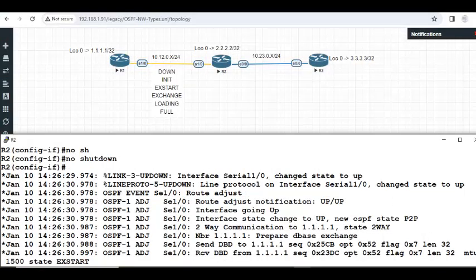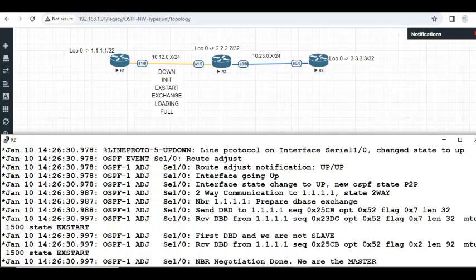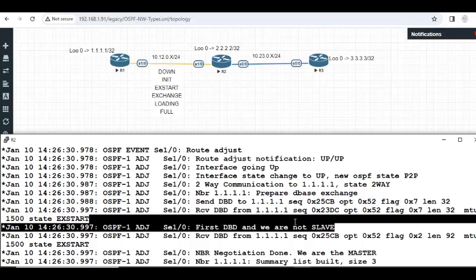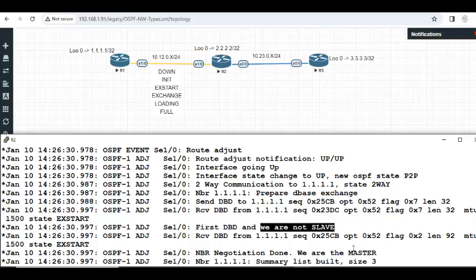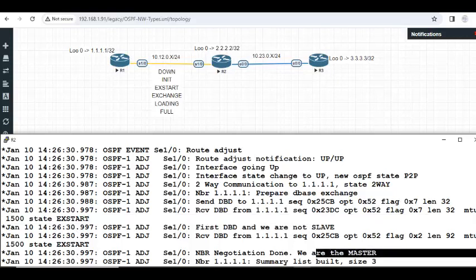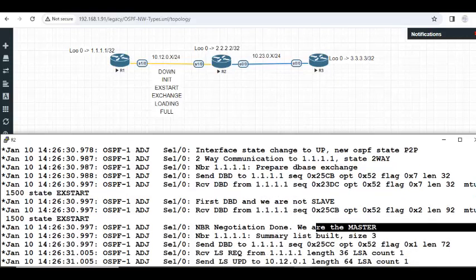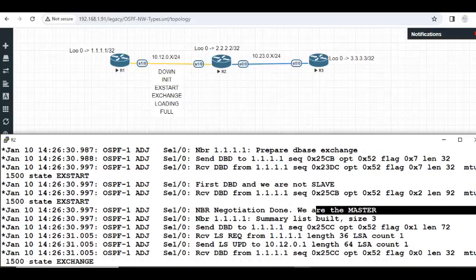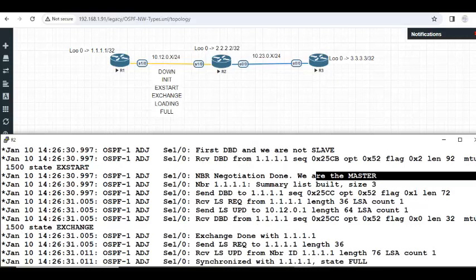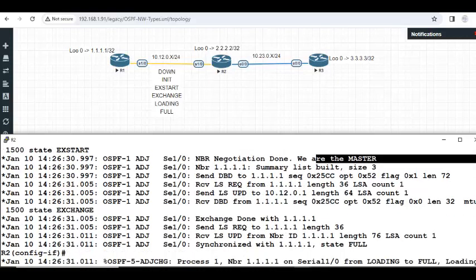So it says this, you're master. And this is what is called the ExStart state. Oh, here it is, sorry. It's here, ExStart state. In the ExStart state only they decide who will be master. Only the one who is master will start sending the DBD, and then it is followed by the neighbor sending its DBD.